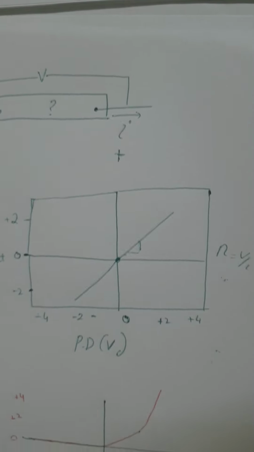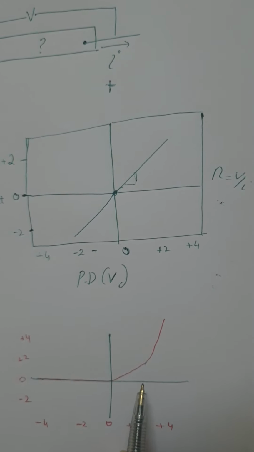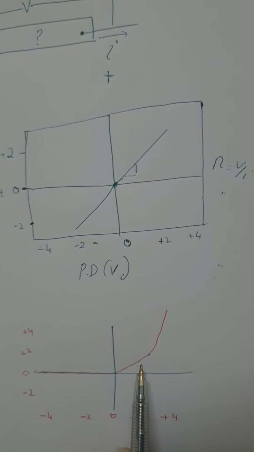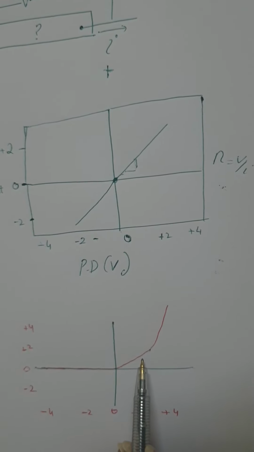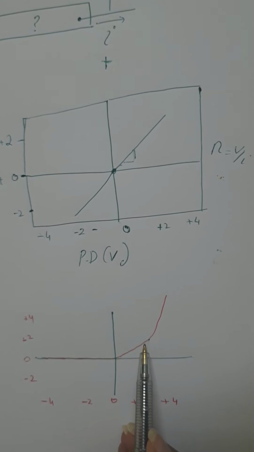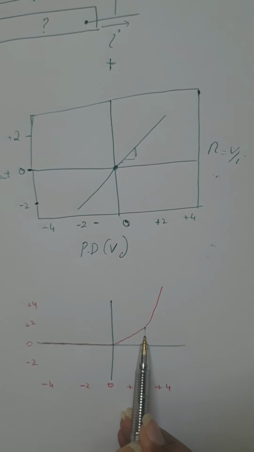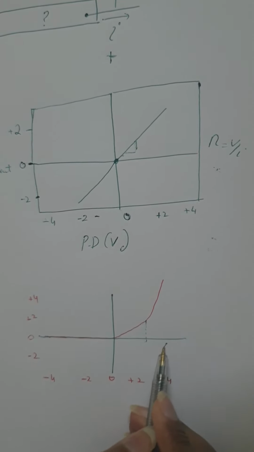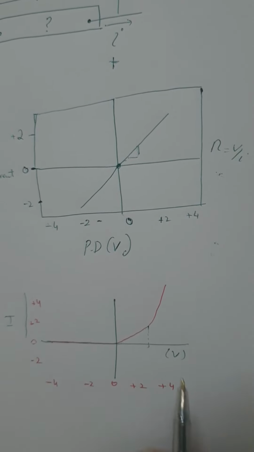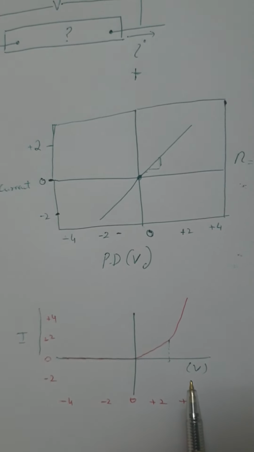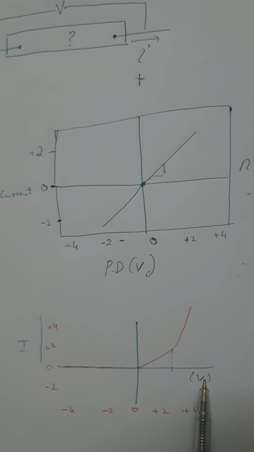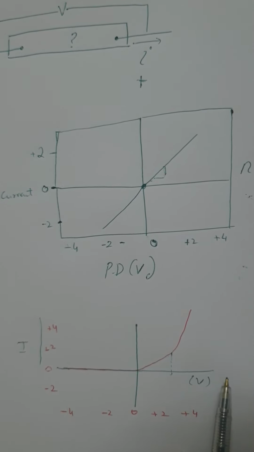Now let's look into this plot here. This is a plot for another conducting device. Here current can exist in the device only when the polarity of V is positive and the applied potential difference is more than 1.5 volts. When current does exist, the relation between I and V is not linear. Here it was linear. It depends on the value of the potential difference V.